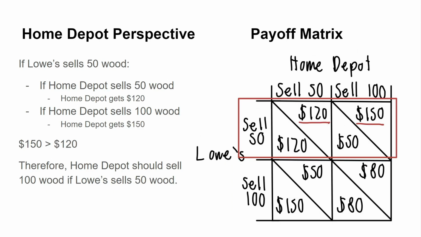What if instead we consider that Lowe's was going to sell 50? In this case, we would still want to sell 100. This is because if we sell 50, we would gain $120, and if we sell 100, we would gain $150. Since 150 is bigger than 120, we would again conclude that we should sell 100.